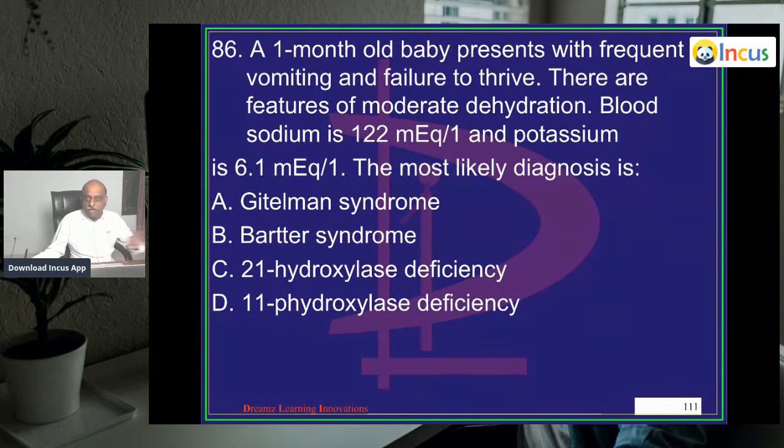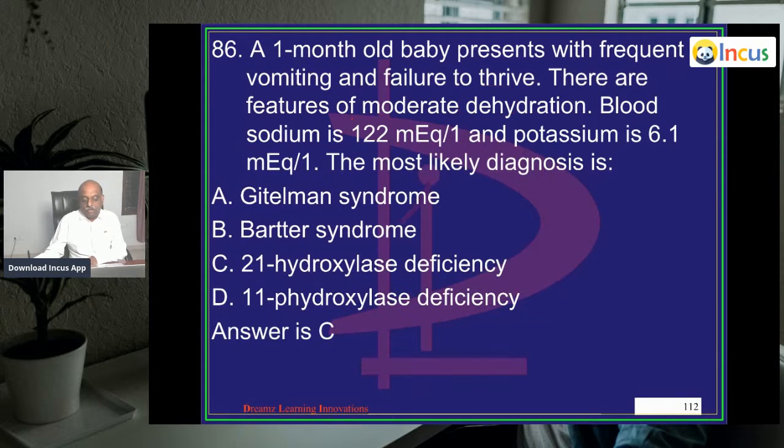A 1-month-old baby with frequent vomiting and failure to thrive, there is moderate dehydration. Sodium 122, potassium 6.1. What is your diagnosis? So obviously you should remember that aldosterone, testosterone. 21-alpha hydroxylase deficiency is a salt-losing type of CAH because of the mineralocorticoid deficiency. That's the reason sodium is low, potassium is high.